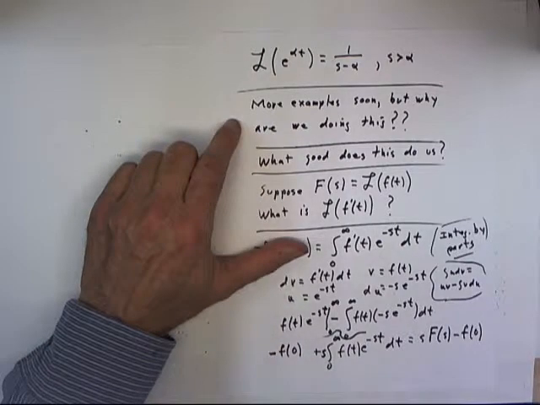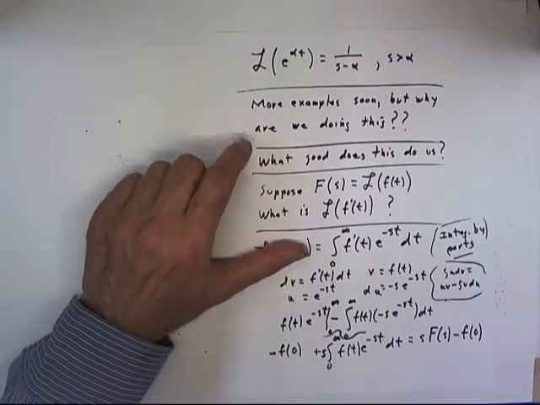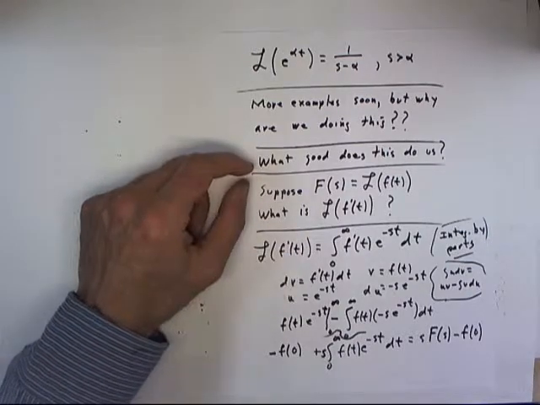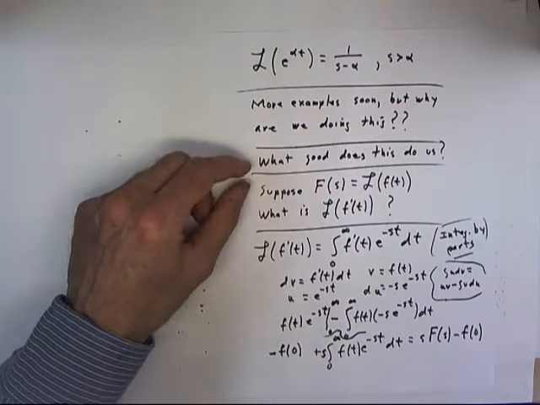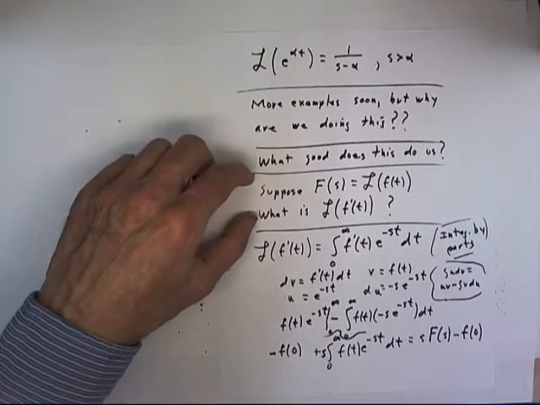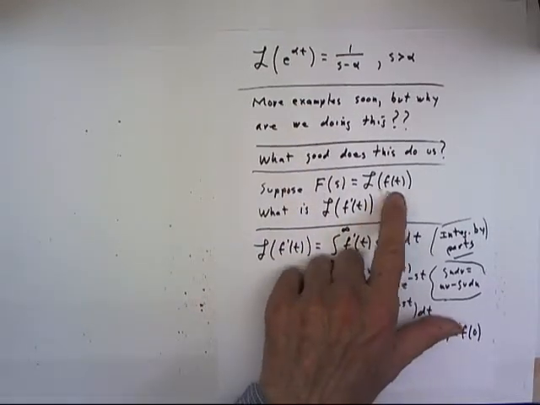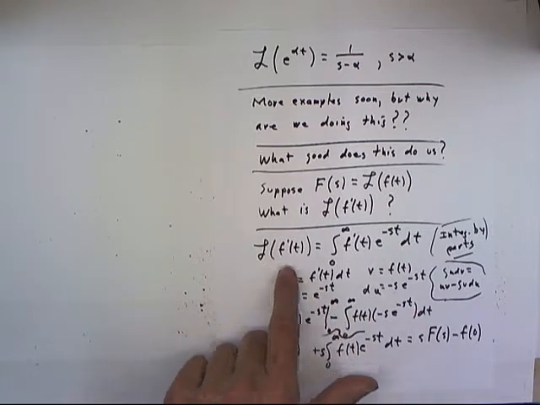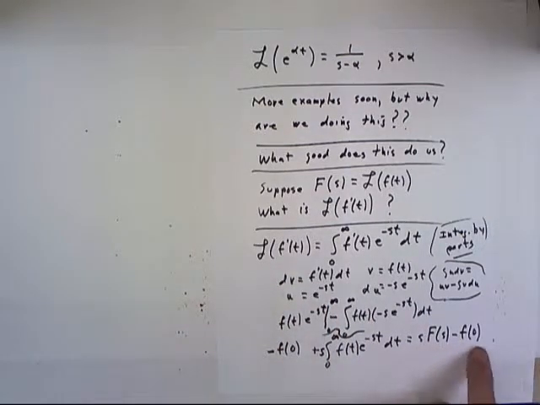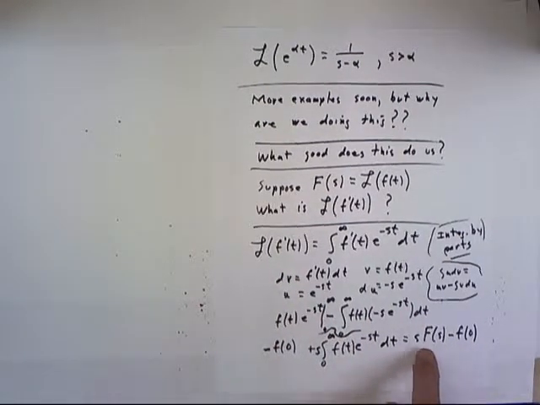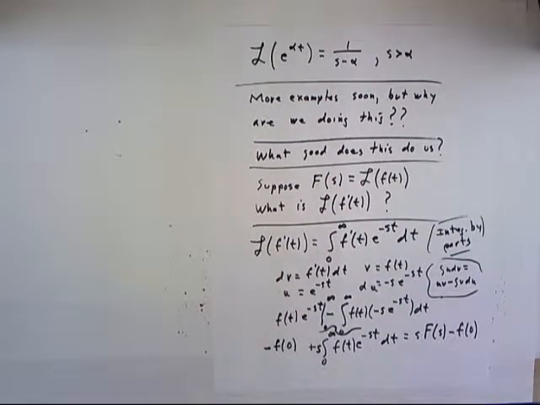Okay, we've asked the question, why are we doing this? What good does this do us? What application does it have to differential equations? And we've now determined that if we know the Laplace transform of a function f of t, we have a way of writing the Laplace transform for f prime of t. And this is going to allow us right now to go ahead and transform a simple differential equation to get the flavor of the process before we develop a lot more detail.